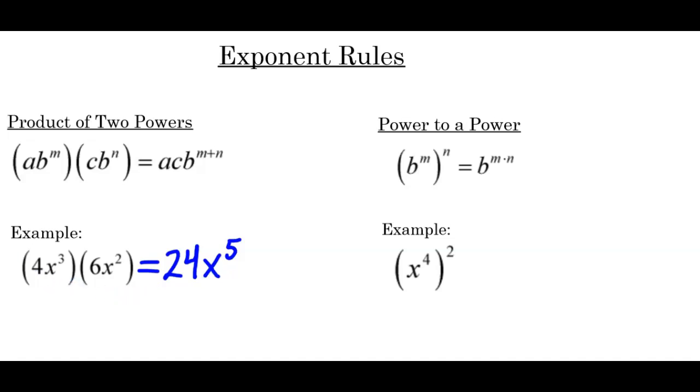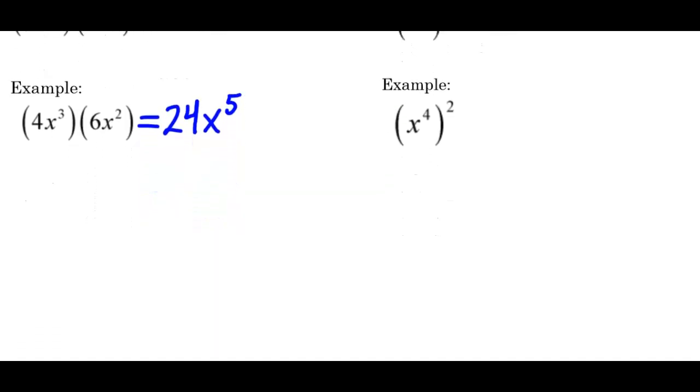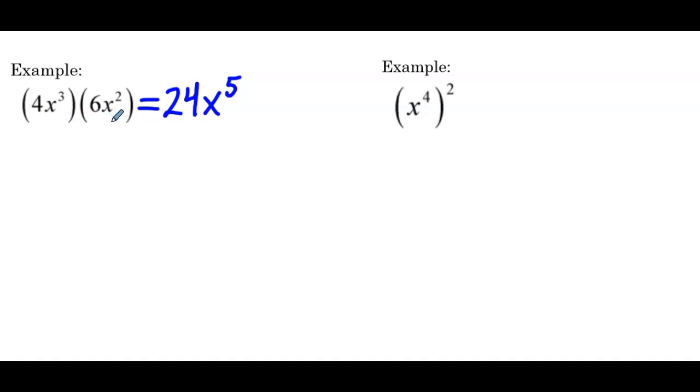Now, let's take a second to understand a little bit more completely why that happens. Let's just look at the variable part of each of these. x cubed is really x times x times x, if we were going to expand that. x squared is x times x. If we're looking to combine these, there are 5 x's. We're multiplying x by itself 5 times, so that can be condensed to x to the fifth. So that's why we add the exponents when we're multiplying the same variable.